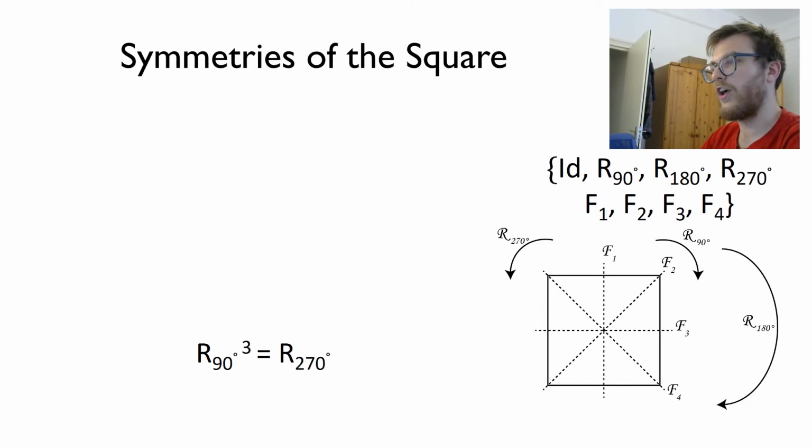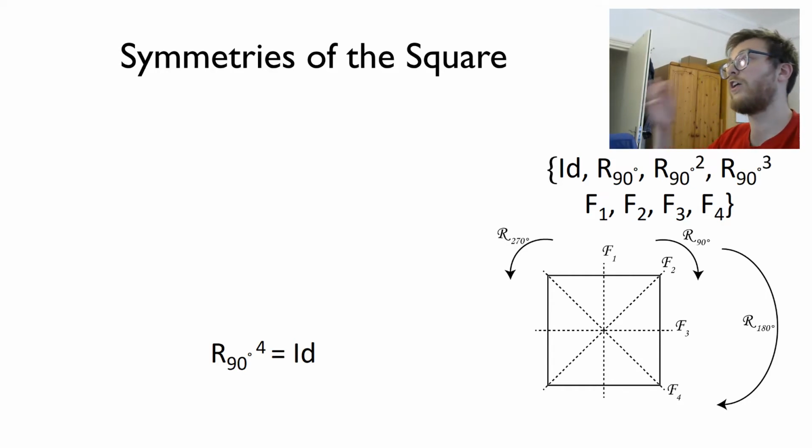Similarly, we have R90 cubed is R270, and we also have R90 to the 4 equals the identity symmetry, as we saw earlier. Okay, so we can write our list of symmetries as identity, R90, R90 squared, R90 cubed, instead of identity, R90, R180, R270.